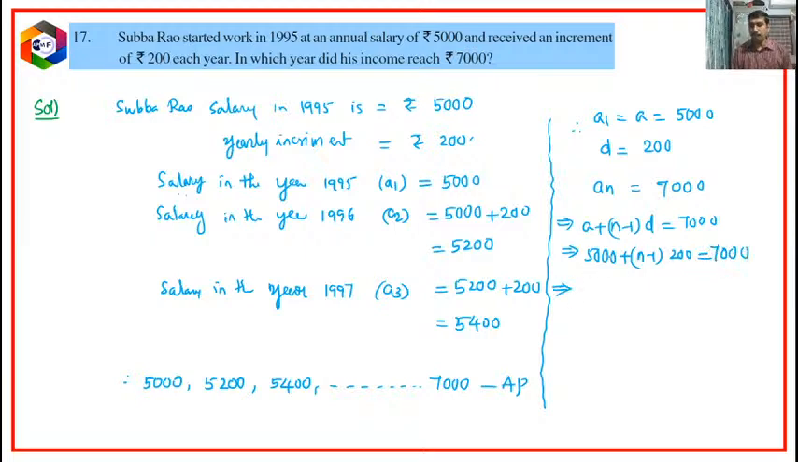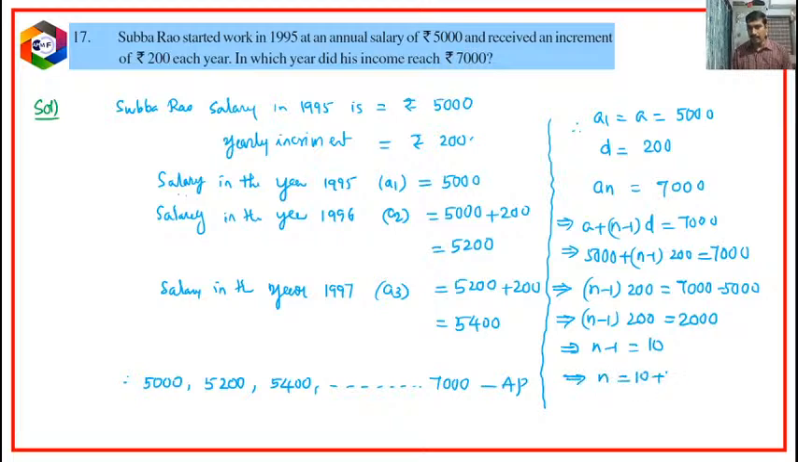Okay, now first send 5,000 to that side. So n minus 1 into 200 is equal to 7,000 minus 5,000. So 7,000 minus 5,000 is what? It is equal to 2,000. Now I will calculate n minus 1 as 2,000 by 200, which is equal to 10. Now what is the n value?